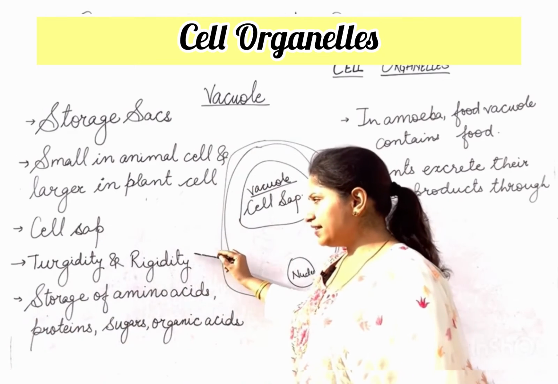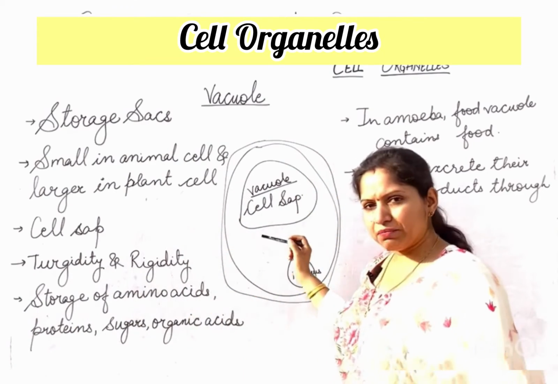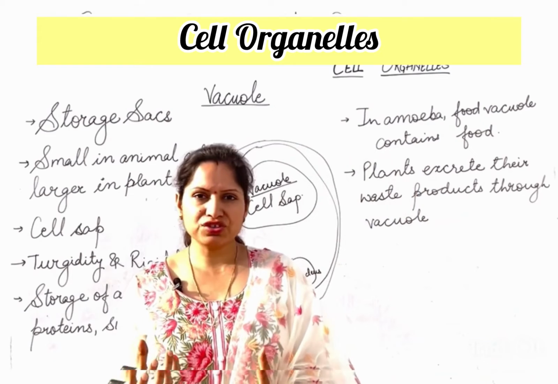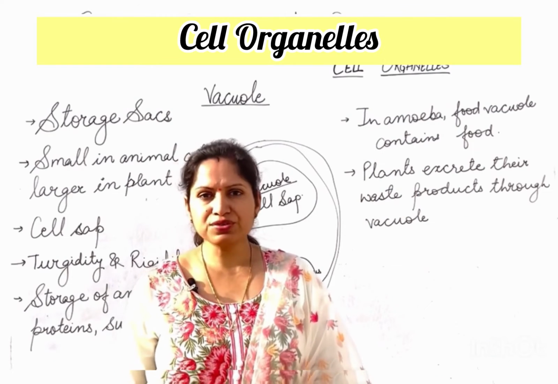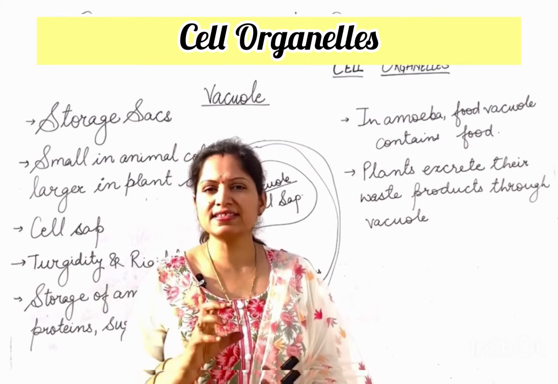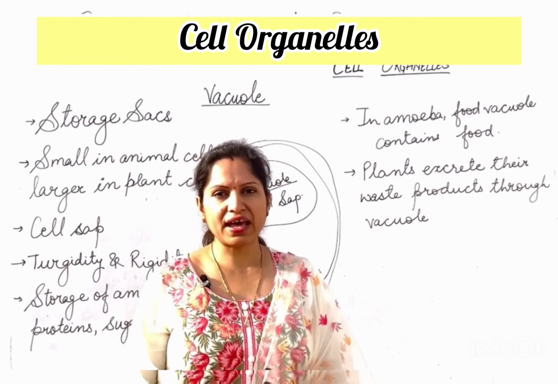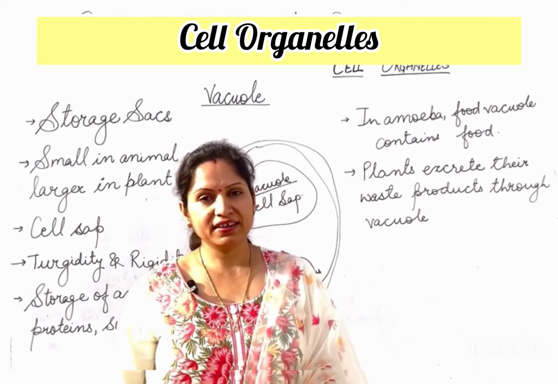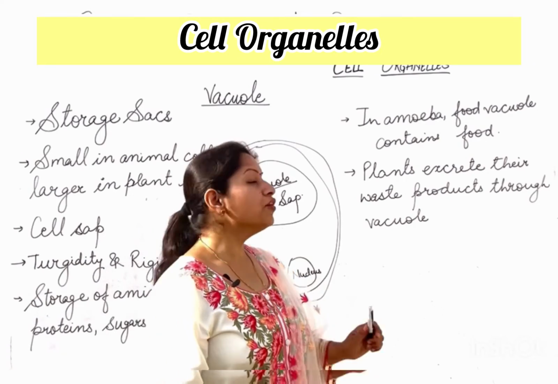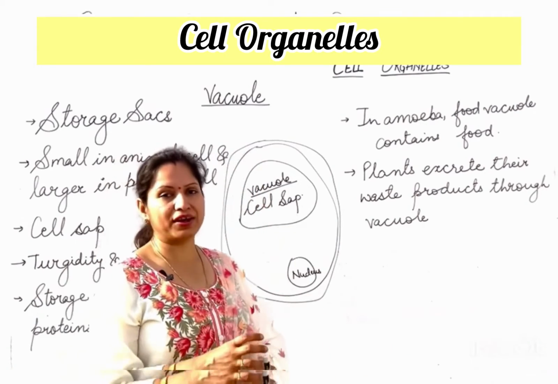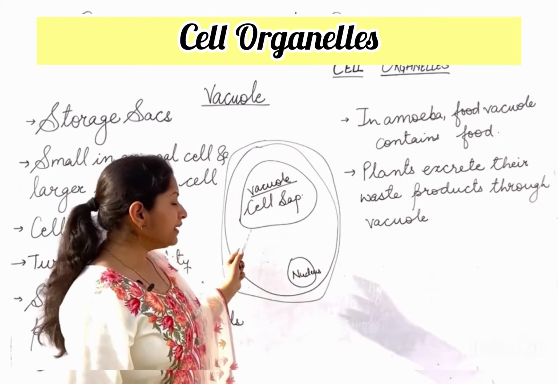One more thing is there, that is rigidity and turgidity provided by this vacuole. If you see a fresh tomato, you see that the skin is very tense, it's tight, and that is known as rigidity and turgidity. That is provided by the fluid content in the vacuole.